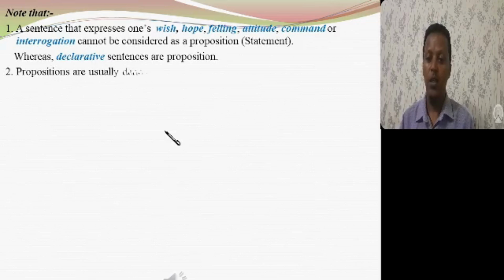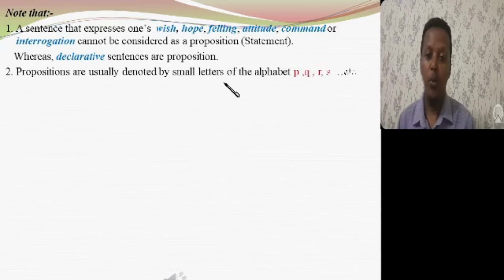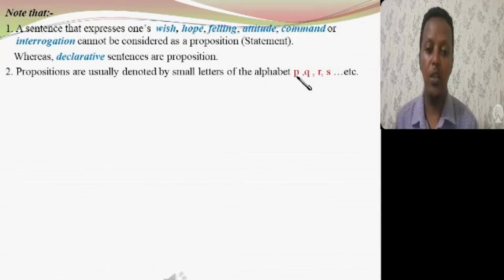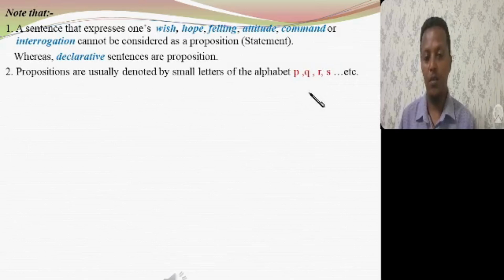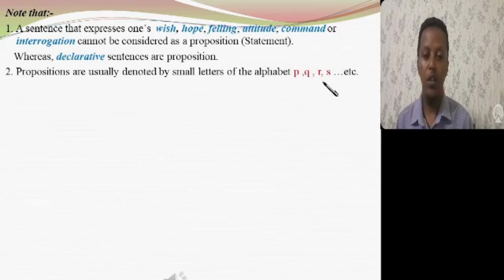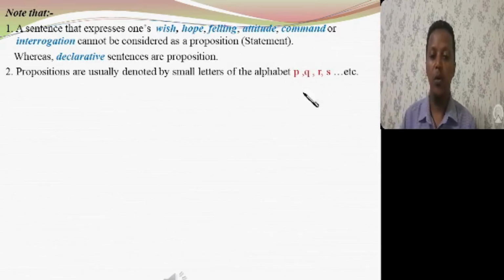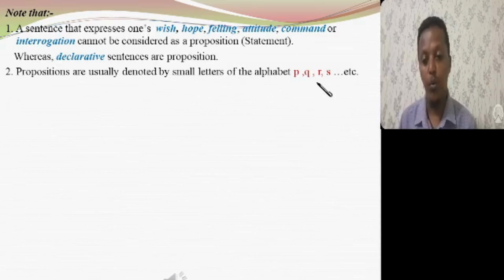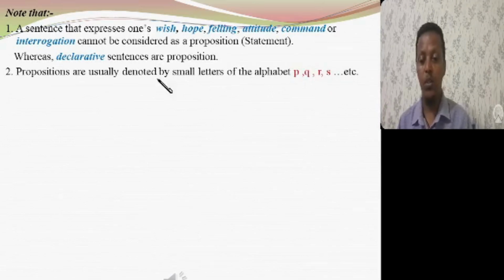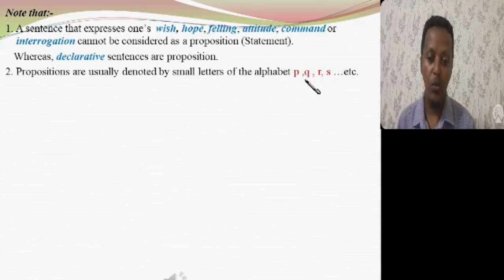And the other is we denote propositions using small letters. Just the usual small letters P, Q, R, S. Most of the time we use these small letters P, Q, R, S to represent a proposition or to represent a sentence which is either true or false. We use small letters.